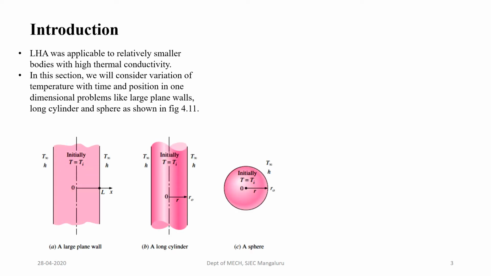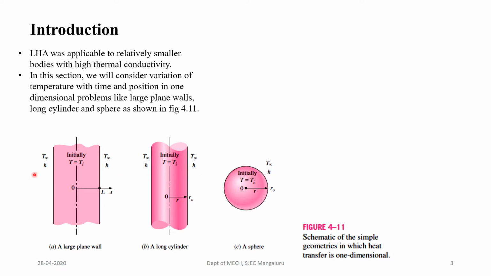So let us consider this sketch which shows the simple geometries where heat transfer is one dimensional. Here you can see a large plane wall with a very high thickness, a long cylinder and a large sphere. They are exposed to a convection medium, that is, surrounded by a fluid which has a temperature T infinity on either side. The cylinder is also subjected to convection having temperature T infinity and heat transfer coefficient h on either side. The sphere is also subjected to the same convection.